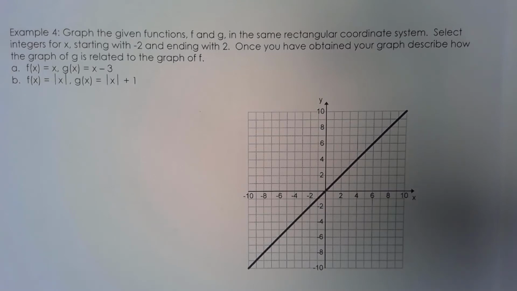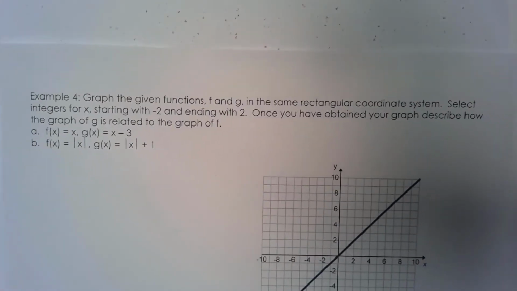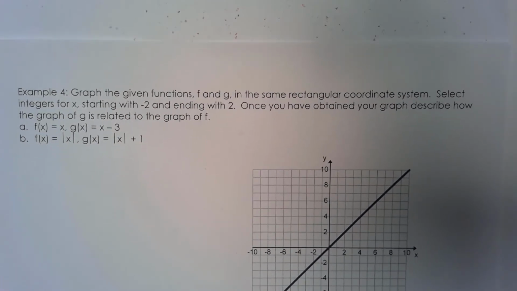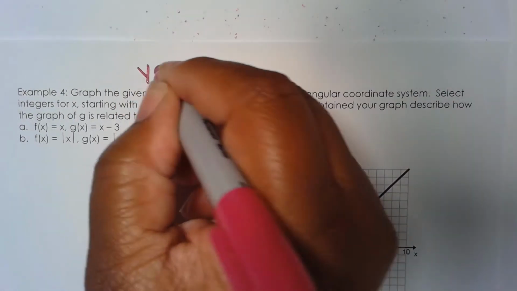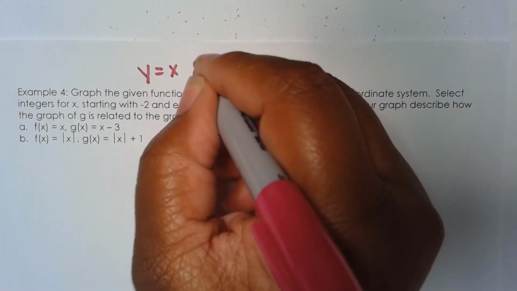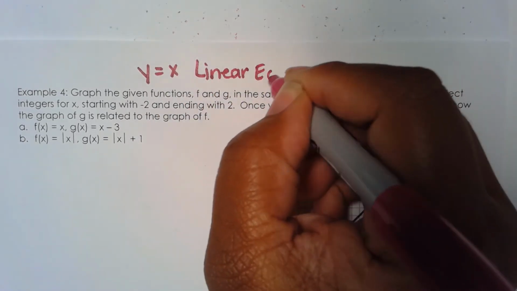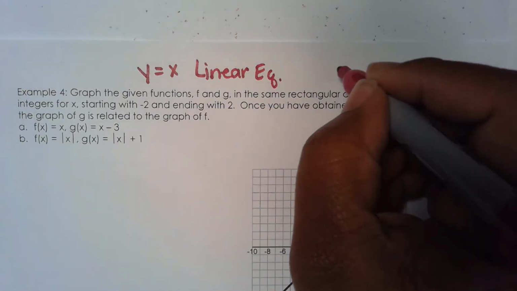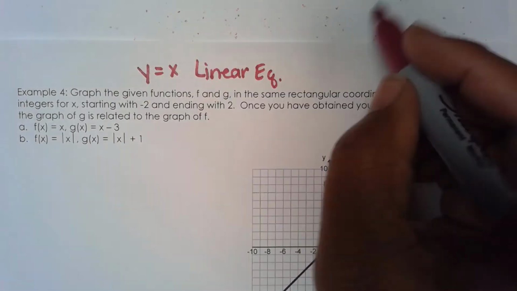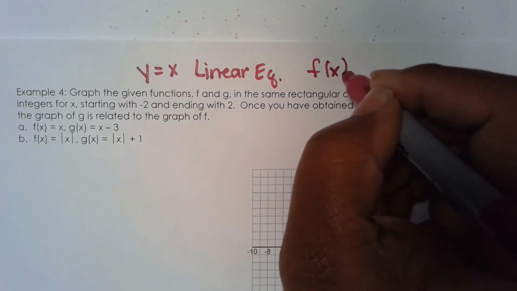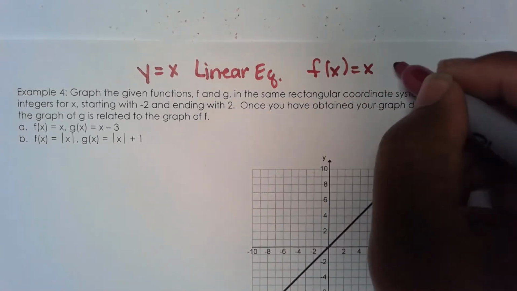You have f of x is equal to x. I need you to understand that f of x equals x is the same thing as saying y is equal to x. Here we have a linear function, a linear equation, and then replacing y with f of x, this becomes a linear function.